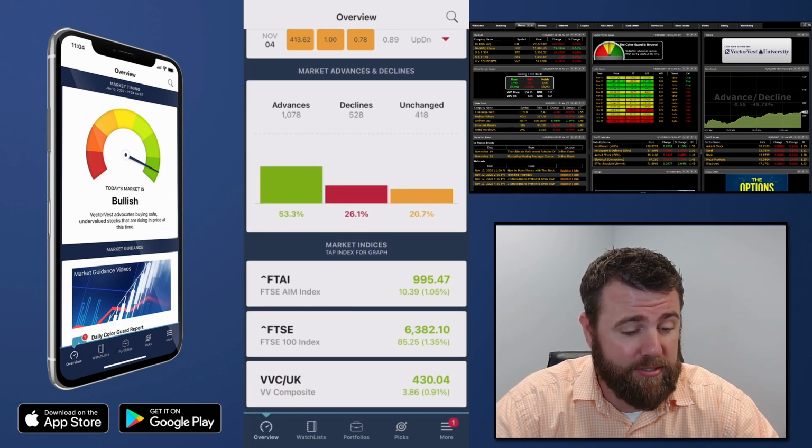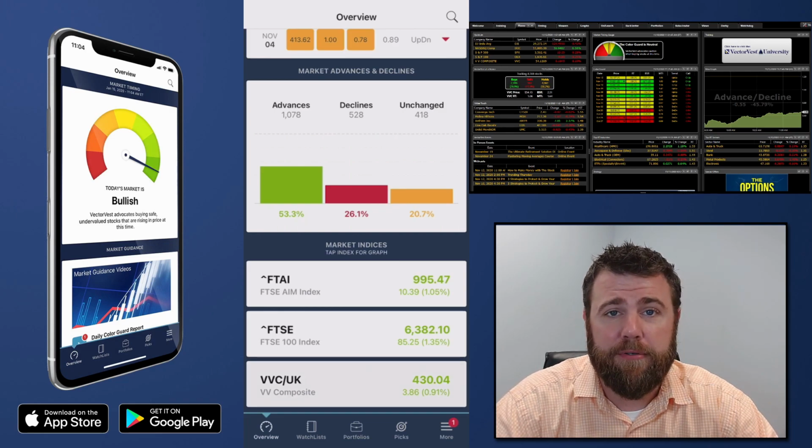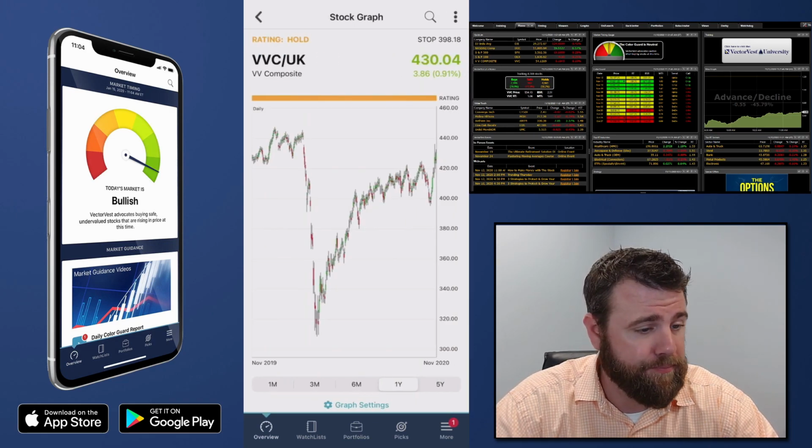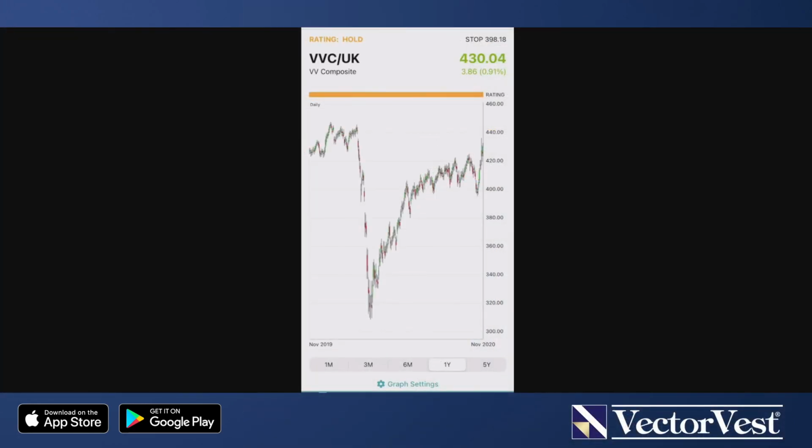Taking a look at the major indices. So the AIM up about 1%, the FTSE up 1.35, and then the overall VectorVest composite just shy of 1% there for the session. We take a look at the graph here. There we go.